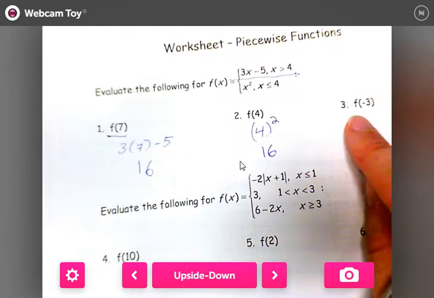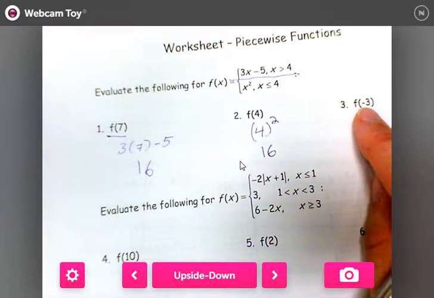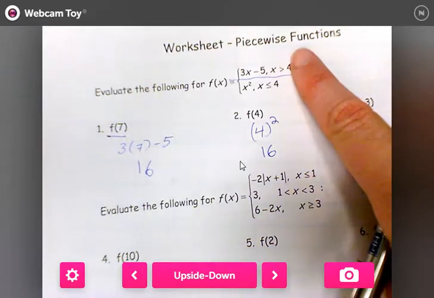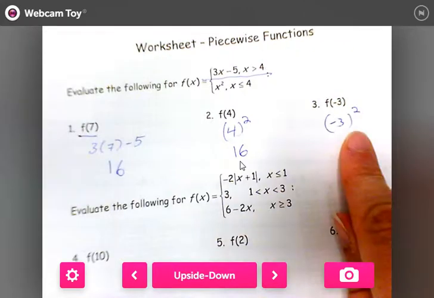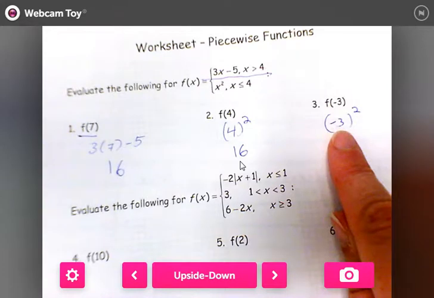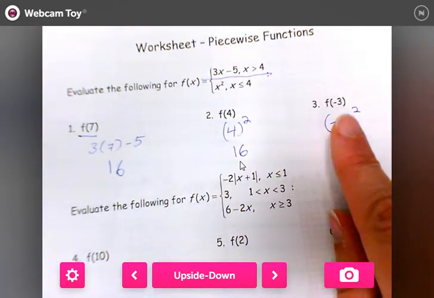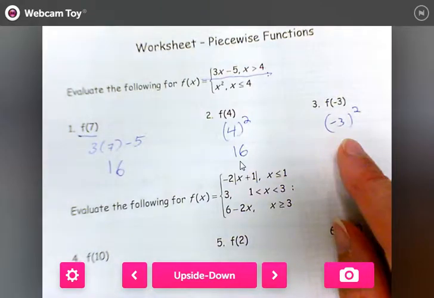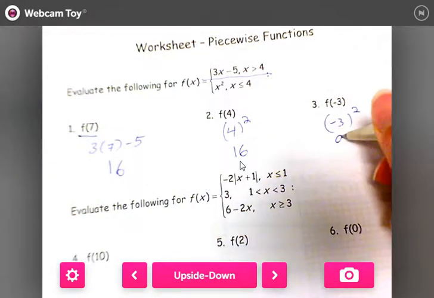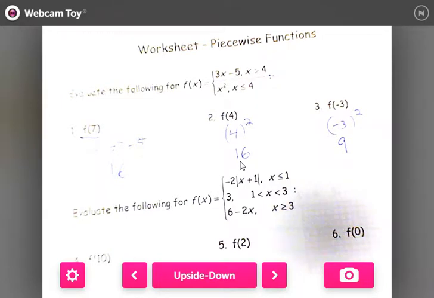Okay. F of negative 3. Does that go in the top one or the bottom one? Bottom. So we're going to go negative 3 squared. When you put something that's a negative into your calculator, make sure you put the parentheses around it or it'll give you a negative answer. And we know that a negative times a negative is a what? Positive. So what is negative 3 squared? Not negative 9, but 9. Negative times negative is a positive.